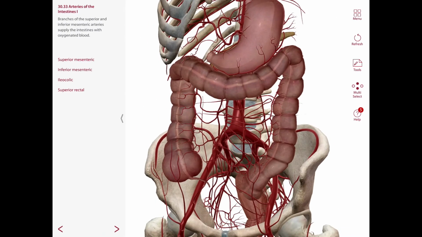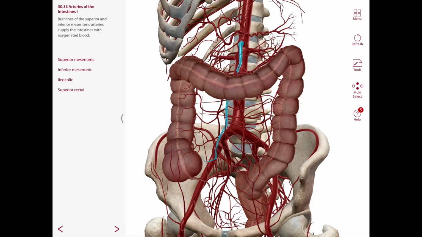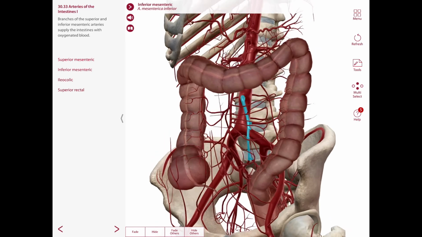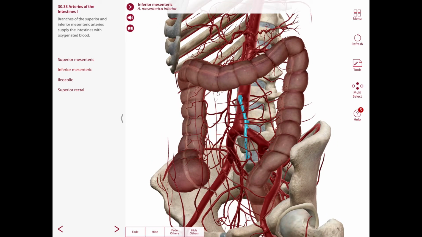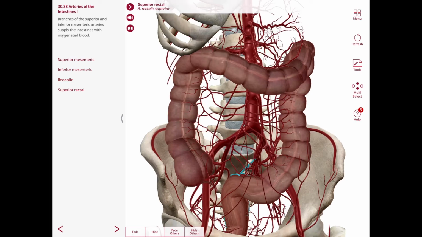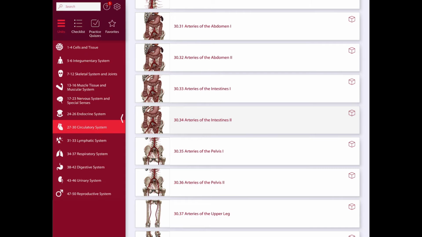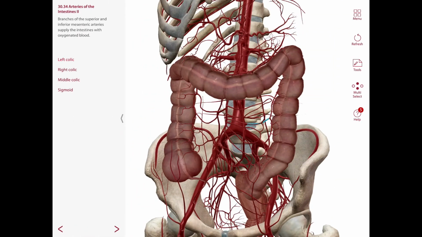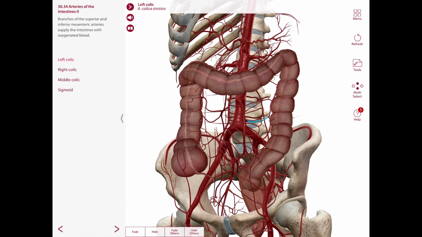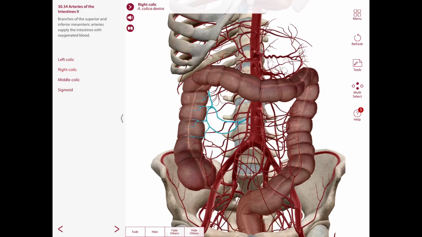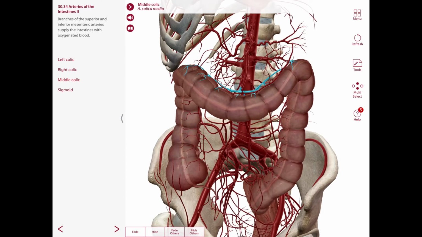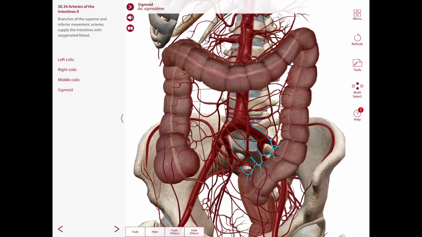In terms of the arteries that go to the intestines, we have the superior mesenteric and inferior mesenteric, which I did mention earlier, the ileocolic and superior rectal. And we also have the left colic artery, right colic artery, middle colic artery, and sigmoid artery.